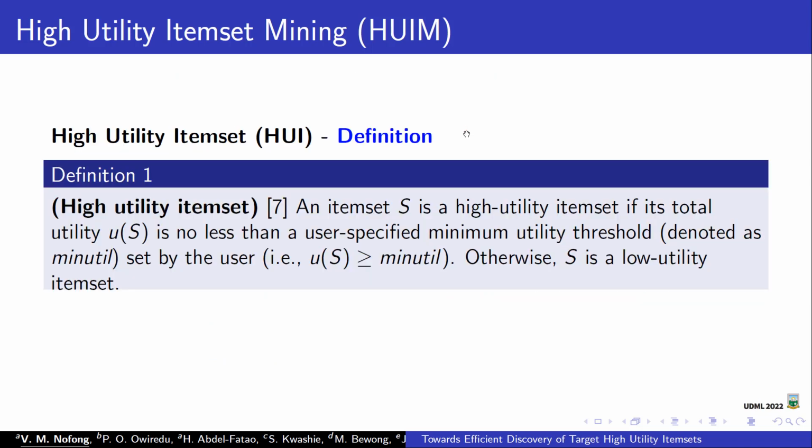With the concepts of high utility itemset mining, we can now define a high utility itemset as any itemset whose total utility is not less than a user-specified minimum threshold. If the utility is less than the threshold, then that itemset is a low utility itemset.